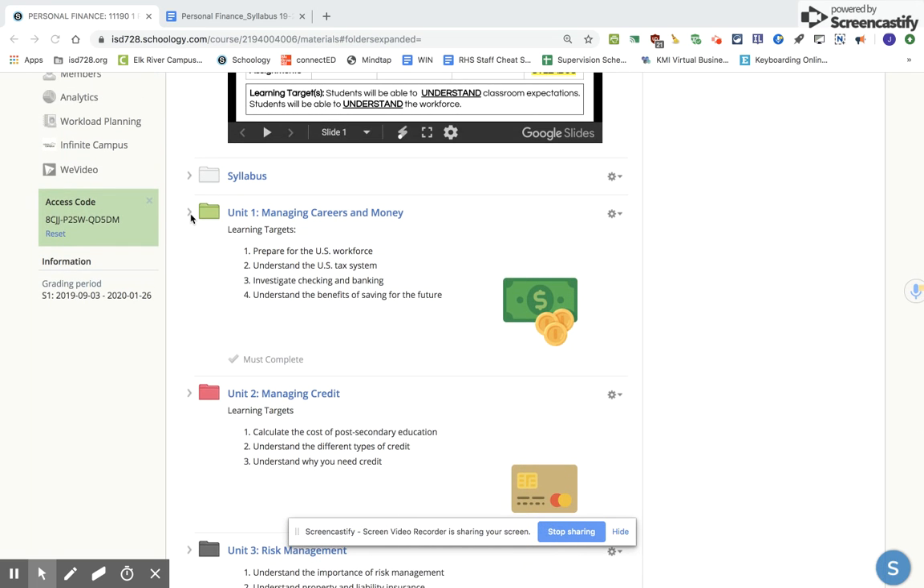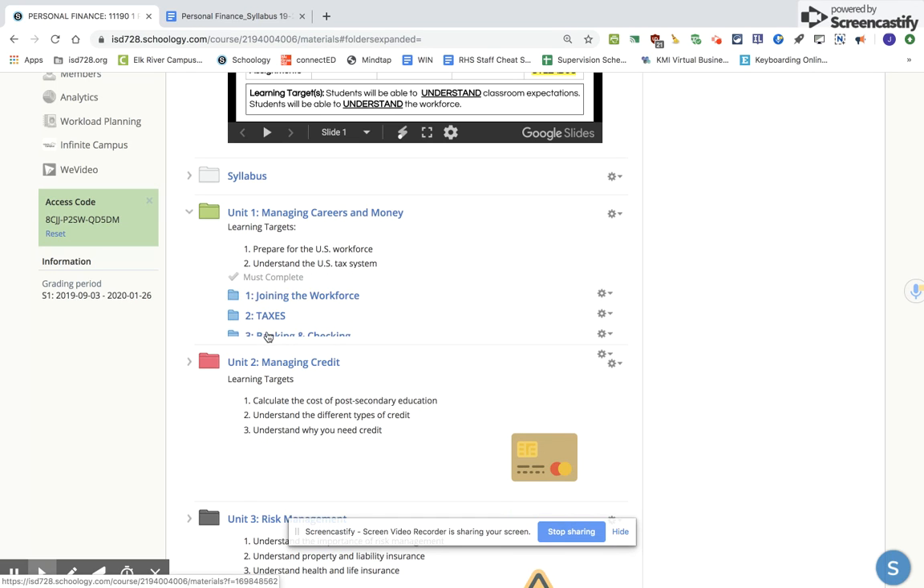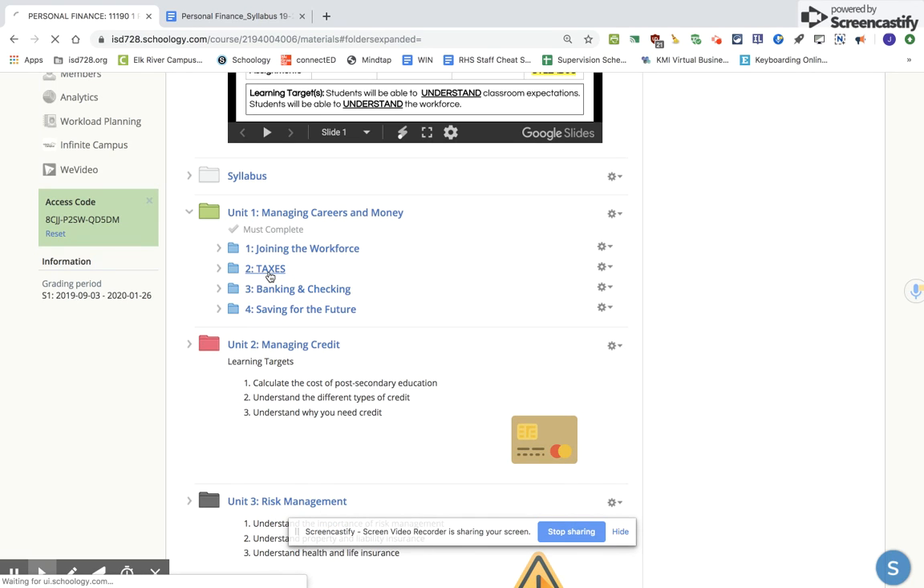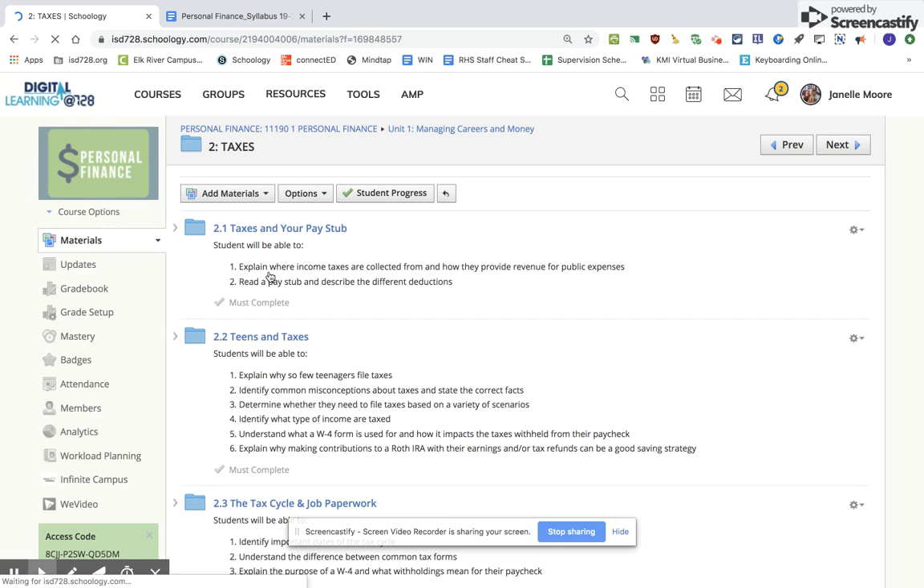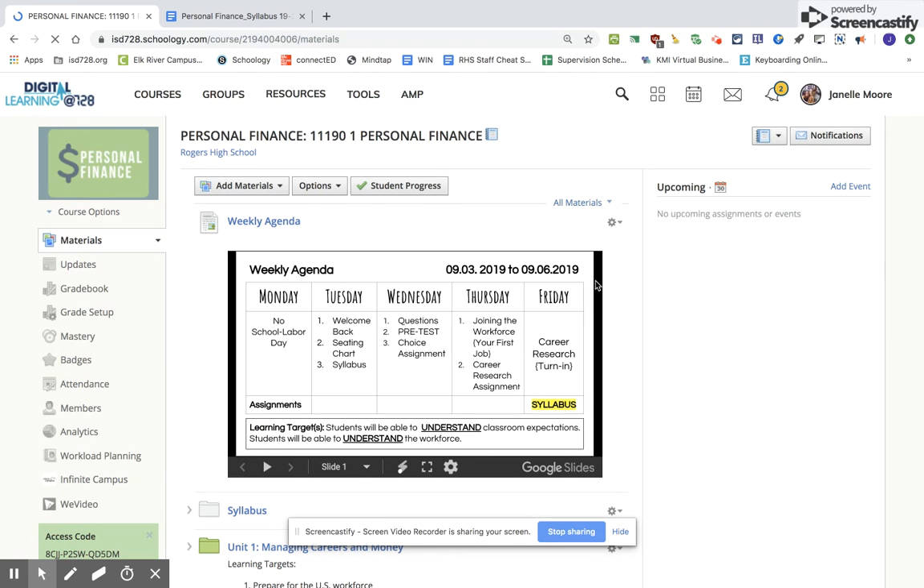I'm just going to go ahead and open up at least one folder to give you an idea. For example, we'll go into taxes, and you'll see our breakdown is 2.1, so taxes in your pay stub, and we'll walk through that. Some of the class assignments will be done as a whole class, and I'll talk, but many of it will be done independently at your own pace. So that is going to be our Schoology.